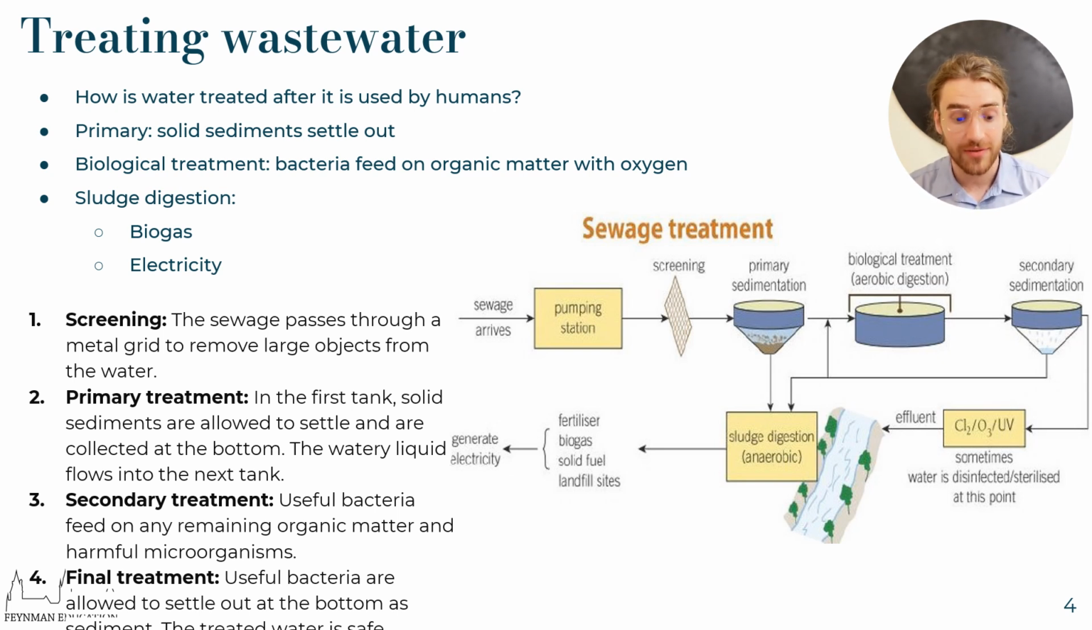So first it is going to be screened for any large objects through a metal grid. Then we're going to have the primary treatment. This is where sediment is allowed to settle to the bottom. That sediment can then be removed and taken out as sludge, as we see here. Secondary treatment is when we're going to be using the bacteria that are going to feed on the remaining organic matter, and other harmful microbes will be killed. And finally, we're going to have the treatment where the useful bacteria are allowed to settle to the bottom. And we're going to treat it with UV and chlorine as well before putting it back. But that sludge that we initially took out can then be used for fertilizer or for this biogas manufacturing.